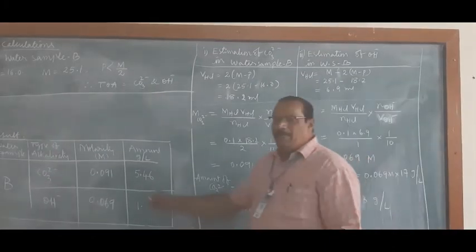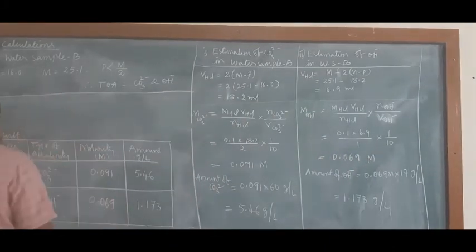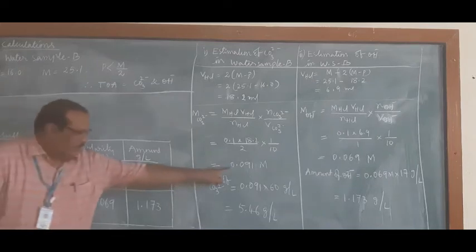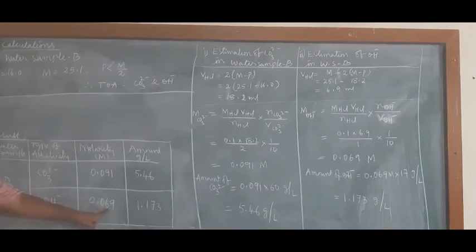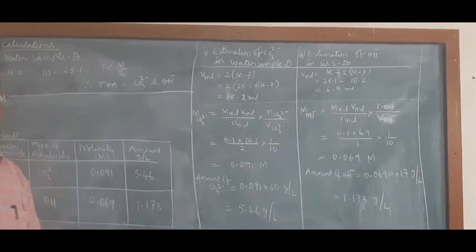And the result is to be reported like this. Result, water sample B, type of alkalinity: carbonate and hydroxide. Molarity of carbonate obtained is 0.091, and amount of carbonate. For B, hydroxide is also there, 0.069, and amount of hydroxide is 1.173 grams per liter. So this is the determination of alkalinity present in the given water sample.